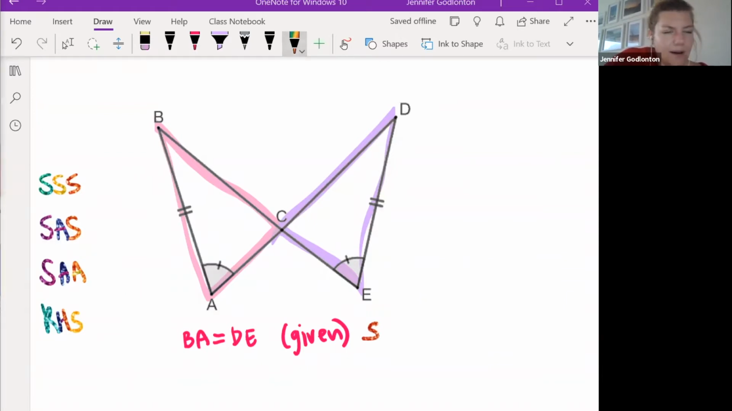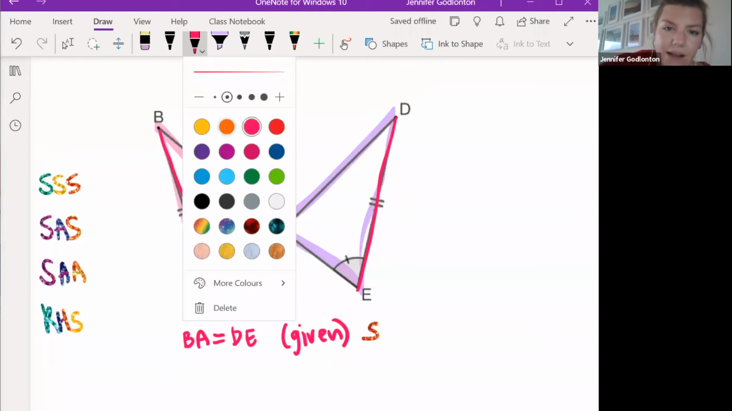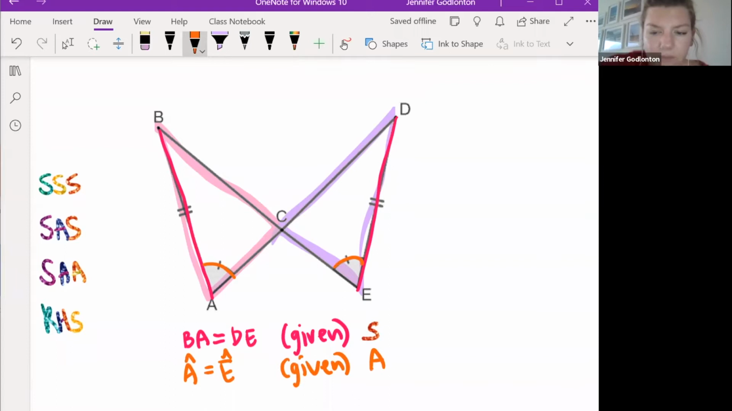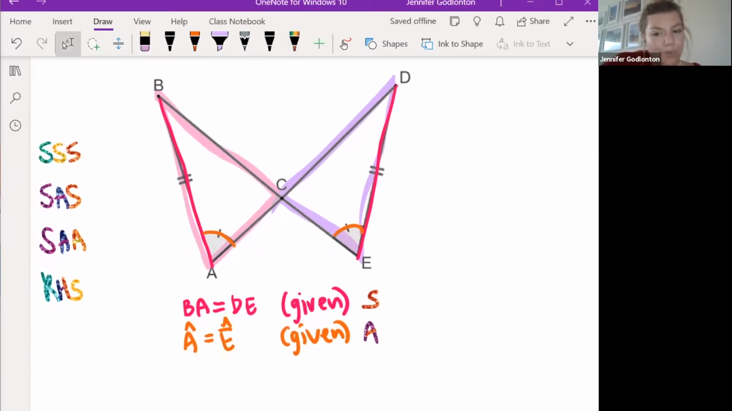Okay, I want another thing that has been given to us. Apiwe, what is another thing that has been given to us? We've been given angle A and angle E. Good. So they've given us that this angle here and this angle here. So angle A is equal to angle E, and that's given, and it is an angle. Beautiful. Glorious. Now, our issue is when we're trying to solve for congruency, we need 3 things. And at the moment, we only have 2, which means I need a 3rd thing.